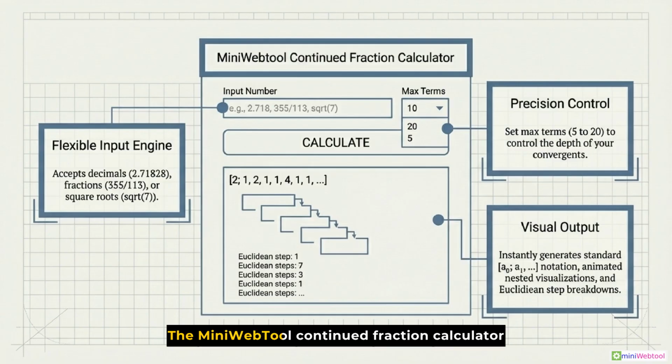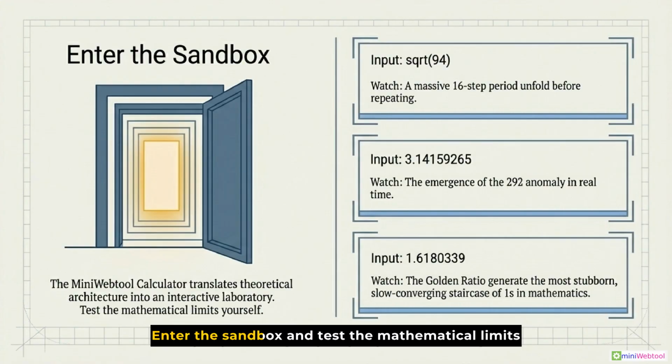The MiniWebtool Continued Fraction Calculator offers a flexible input engine for decimals, fractions, or square roots. You can control the precision by setting the maximum terms and instantly generate the standard notation, visual output, and Euclidean step breakdowns. Enter the sandbox and test the mathematical limits yourself.